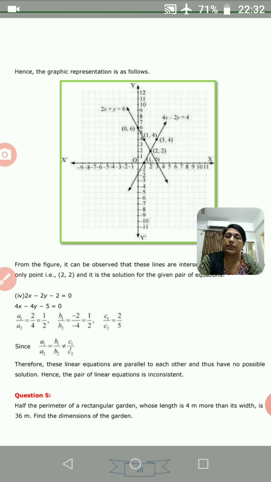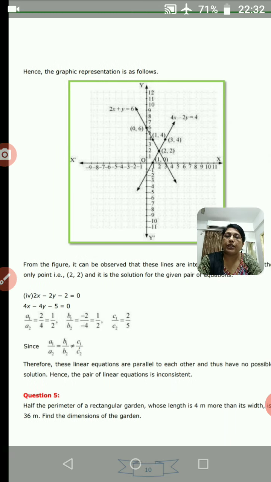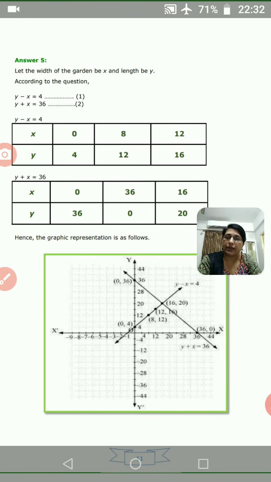In the fourth question, again we are getting a1 upon a2 equal to b1 upon b2 but not equal to c1 upon c2. Therefore we can say that they are inconsistent. No solutions are there. Parallel lines are there, so we will not draw any graph. The fifth question you can solve this way yourself.